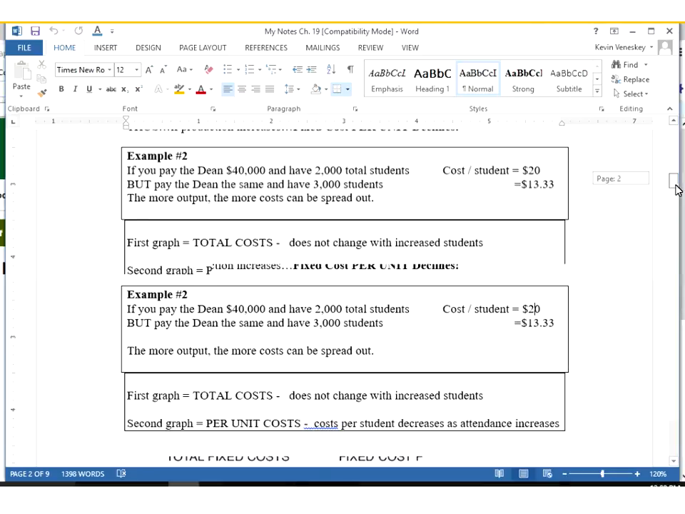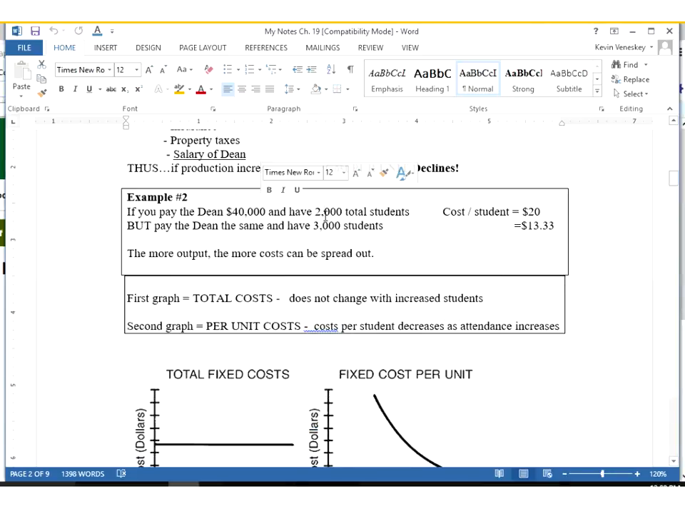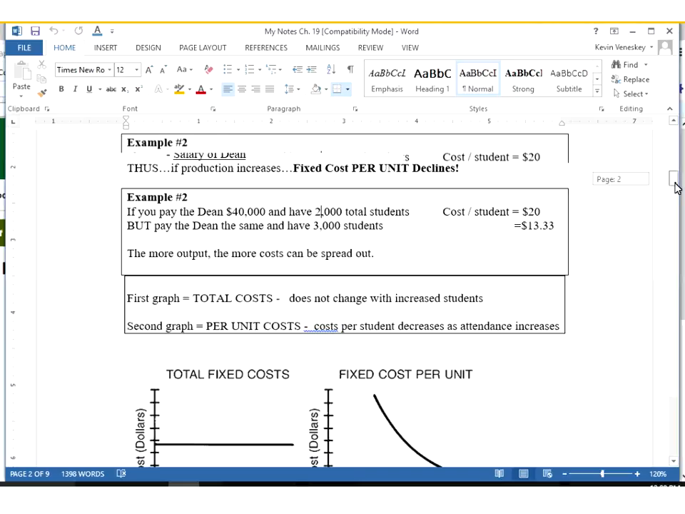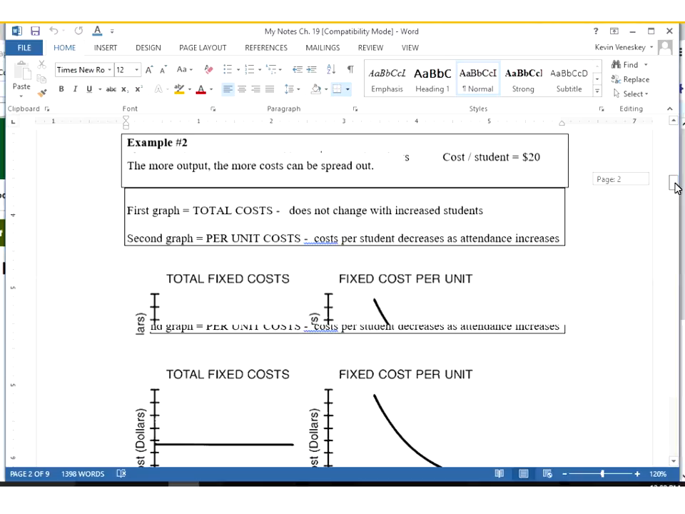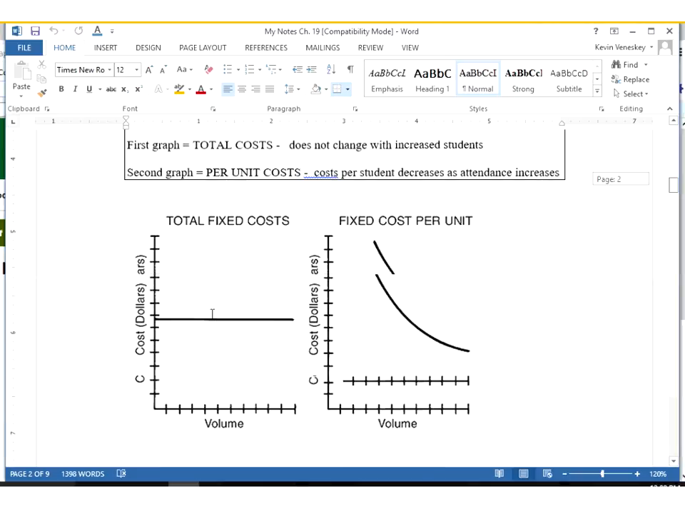Now, the relevant range, and we'll look at that coming up, it wouldn't be 40,000 for one dean if I had 20,000 students. That's not within a relevant range. There's a big difference between 2,000 students and 20,000. So as a manager, you're going to have to find that range where one person can easily handle between 0 and maybe 4,000 students or 3,500 students.